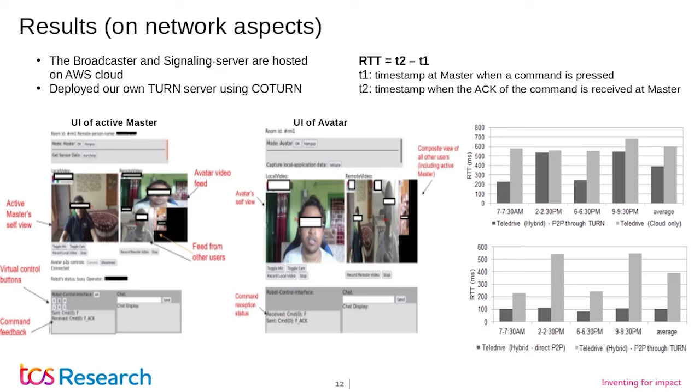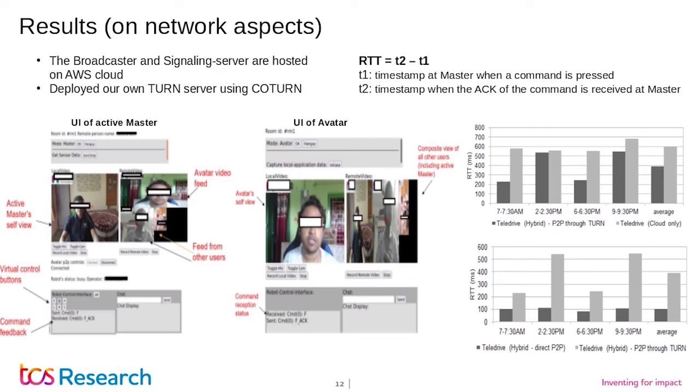As you can see, the active master can see the avatar video feed as well as the video feed from other masters, and the avatar also can see all the masters' video. Along with that, the active master has some control buttons to control the robot for manual maneuvering.